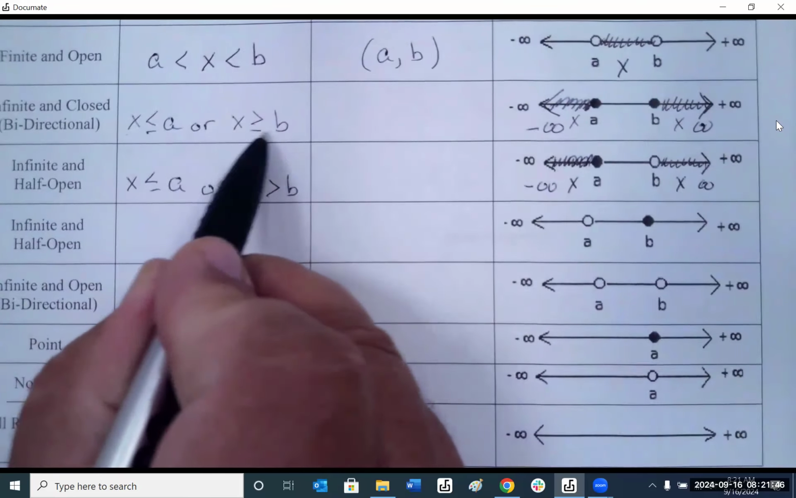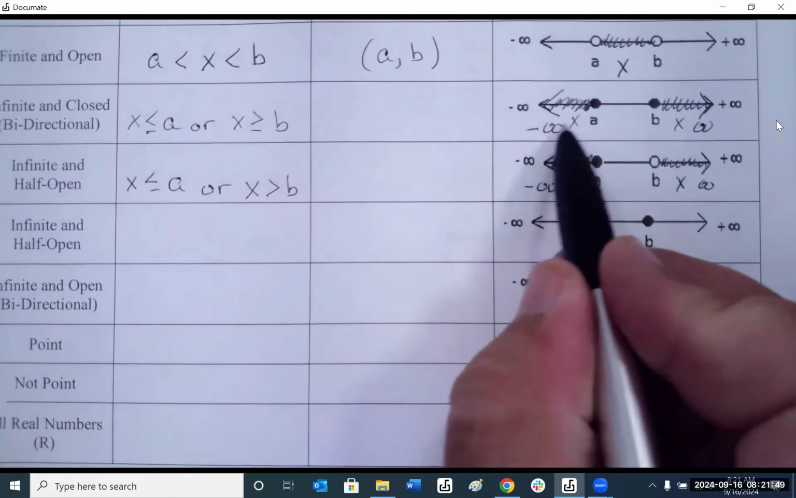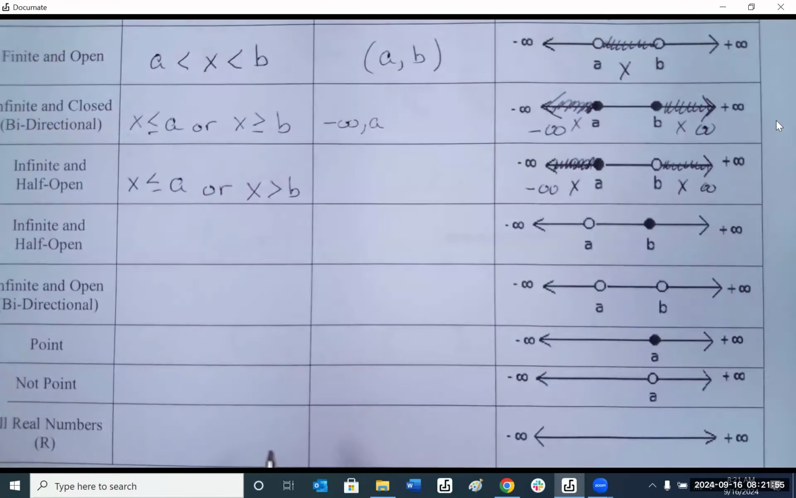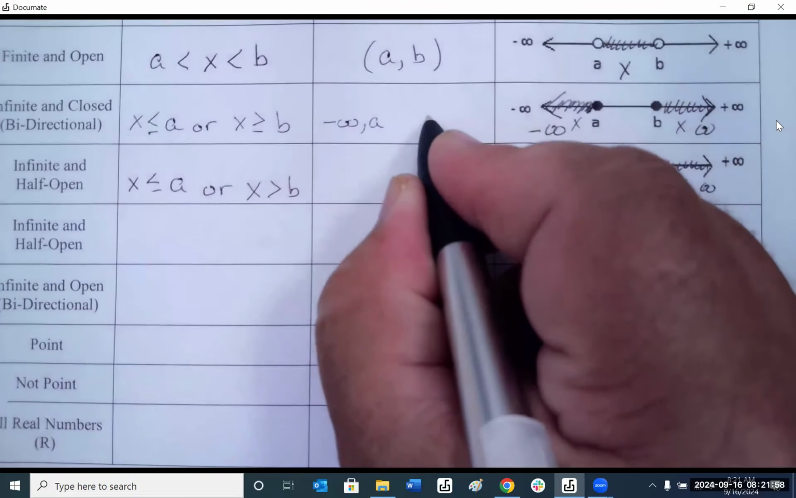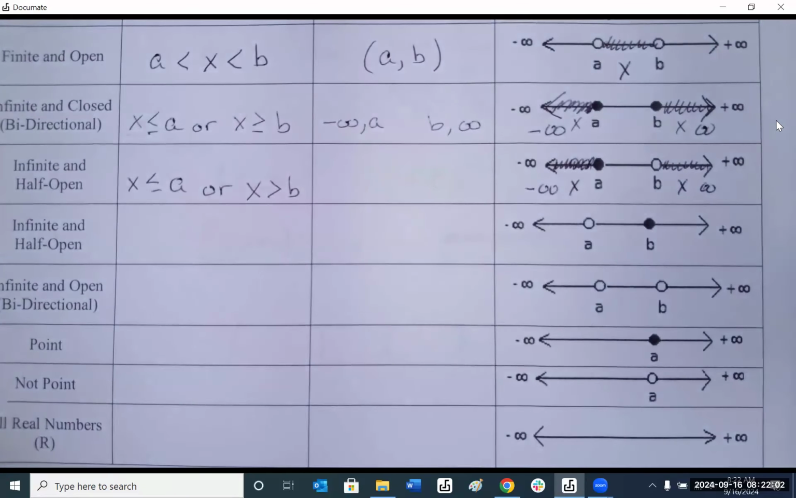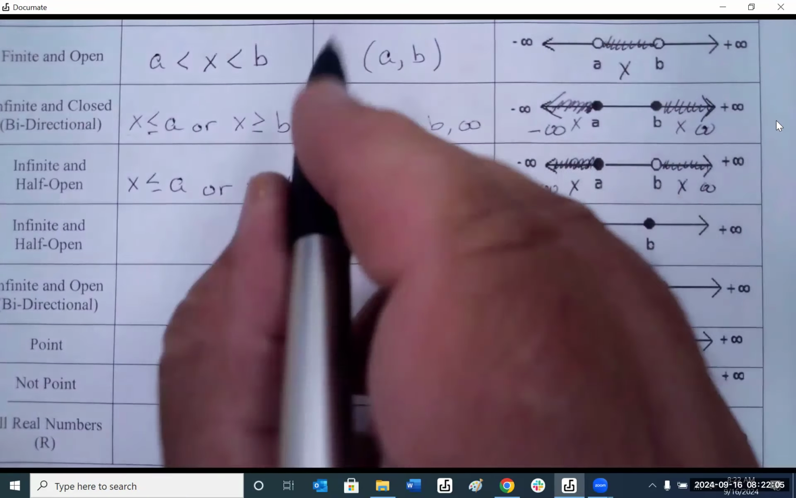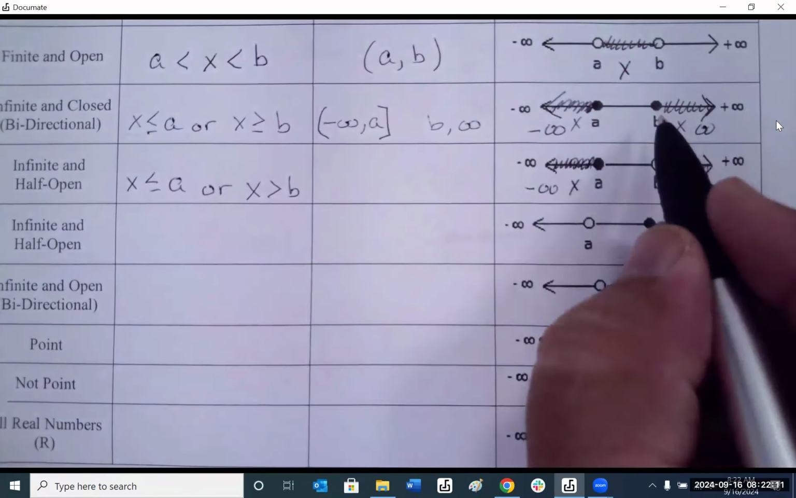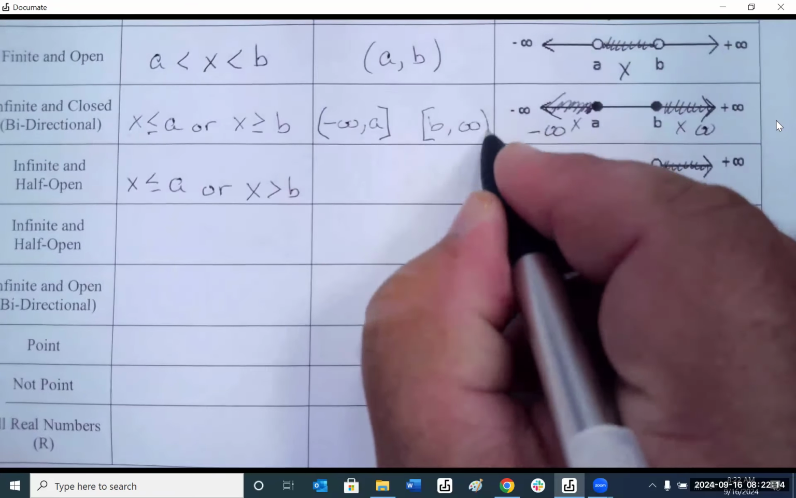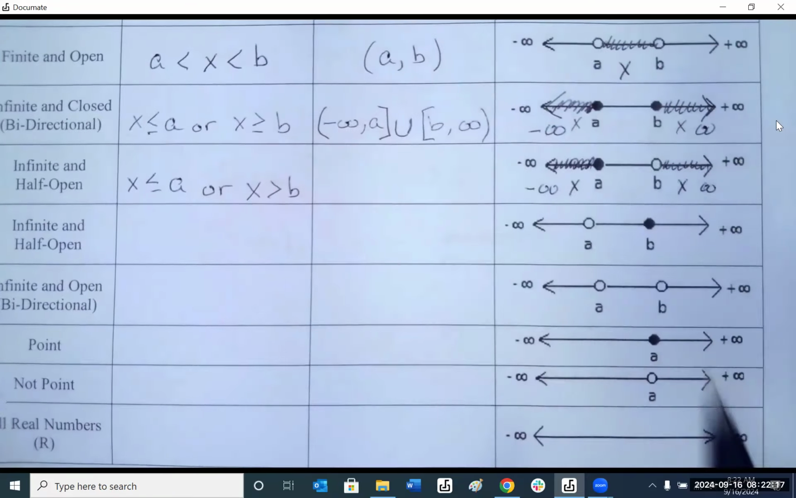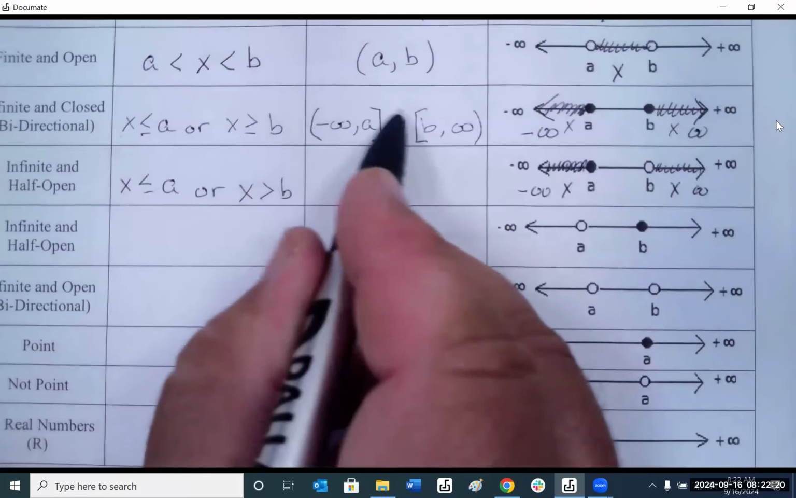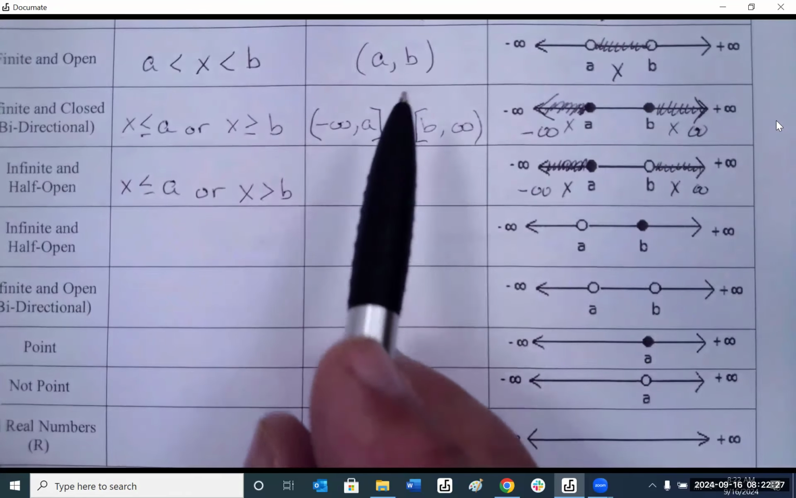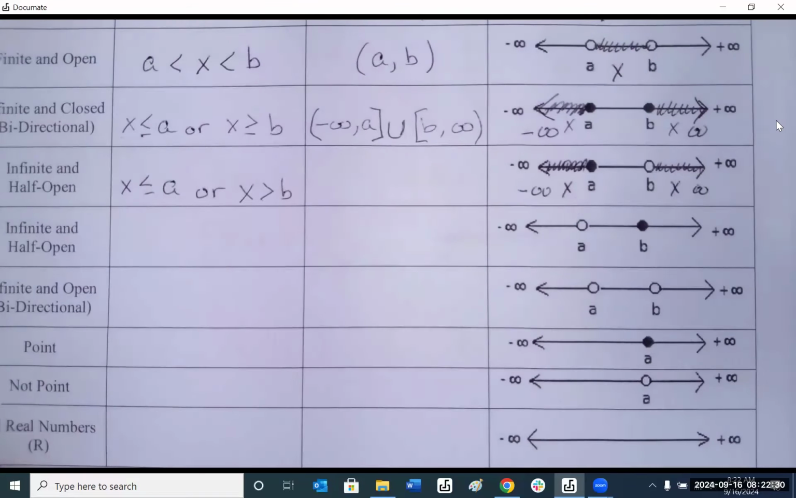We have two possible answers. For the interval, remember, we look at the endpoints. We go from negative infinity to A, and then B to positive infinity. Infinity is always a parenthesis. That's a solid dot, so it's a bracket, and a parenthesis. We put the union symbol between them. The union and the "or" mean the same thing, it's just that they're represented differently. The union is used in interval notation, and the "or" is used in set notation.